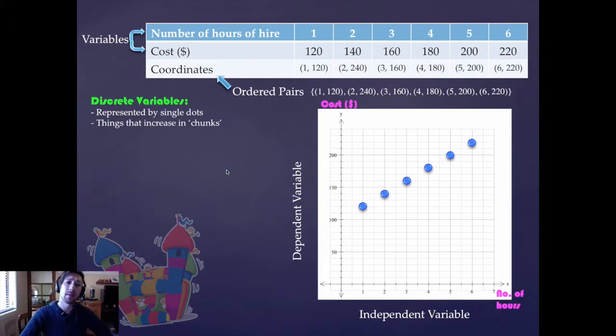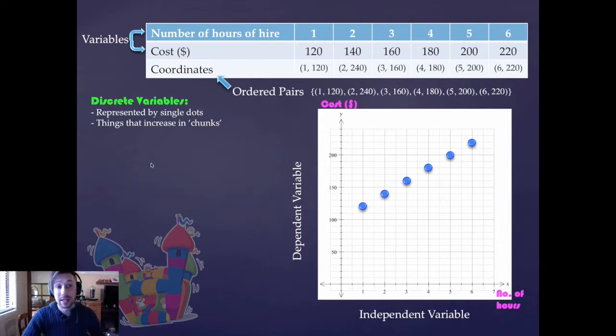Alright, now these discrete variables are things that increase in chunks. Alright, so you can't break it down. So for example, when you're hiring a jumping castle, you'll only be able to hire it for an hour, 2 hours, 3 hours, or maybe an hour and a half, but they won't let you pay for 1 hour and 17 minutes of it, because they'll go, well, that's just too much work to figure out. So they'll only really let you hire it out for individual hours.